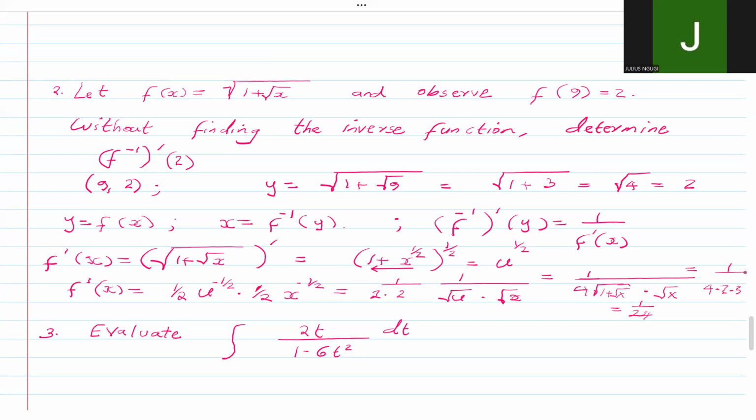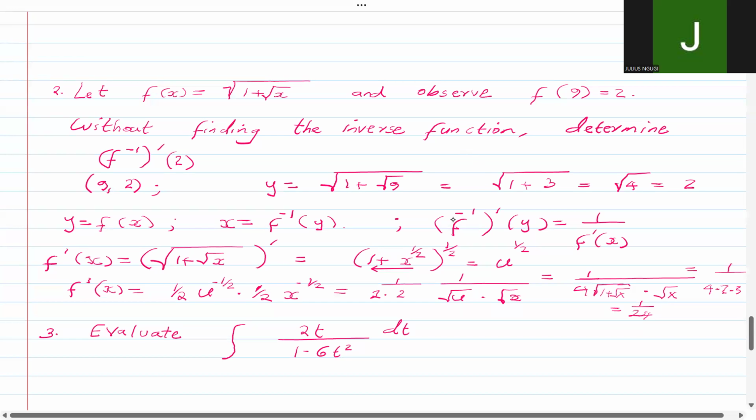But if I was to highlight this formula here, we need to find the derivative of the inverse. So you need to take 1 over f prime at 9. So the answer becomes 24 because of 1 over that.